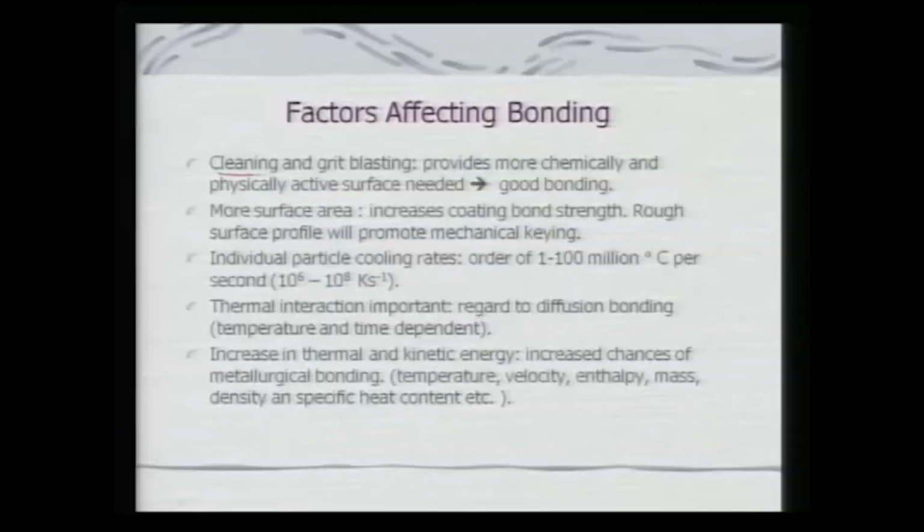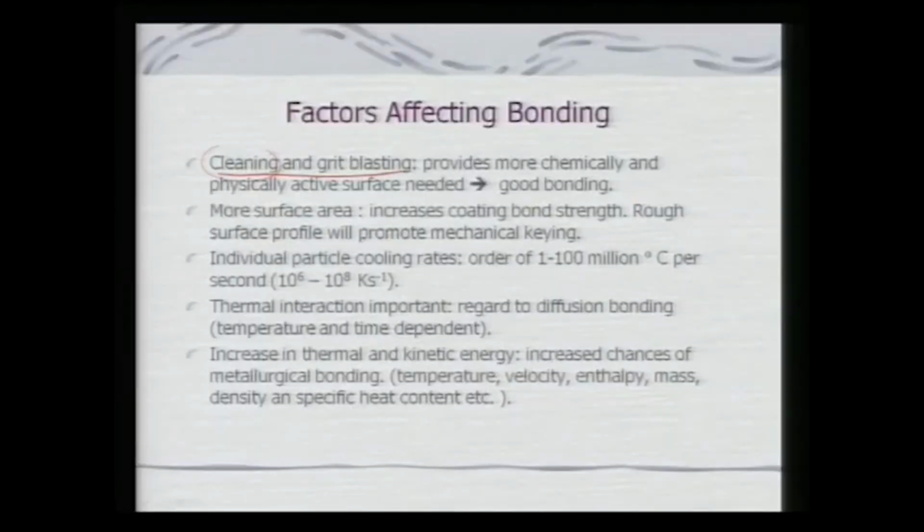First thing is cleaning and grit blasting. If there is already some dirt present on the surface, that may not allow the coating to get deposited or integrate with the substrate. So, we need to clean the surface and then grit blast it. Grit blasting is utilized for roughening the surface. If I have a very flat surface, it is very hard for anything to stick onto it. But if I have a very corrugated or rough surface, an entity that comes can get locked at certain locations, and that will provide a much more adherent coating.